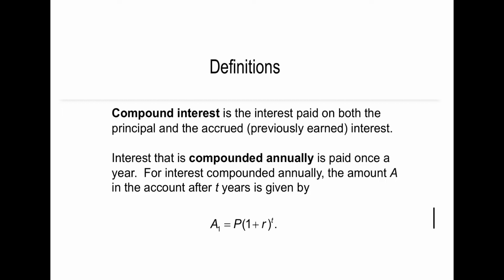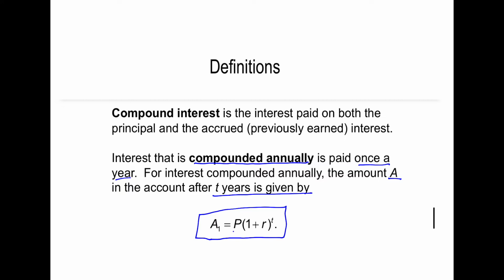So interest that is compounded annually is paid once a year, right? Annually, once a year. And then for interest compounded annually, the amount A in the account after T years would be given by this formula. So now we're actually getting into a formula that does involve exponents. So it's an exponential equation.